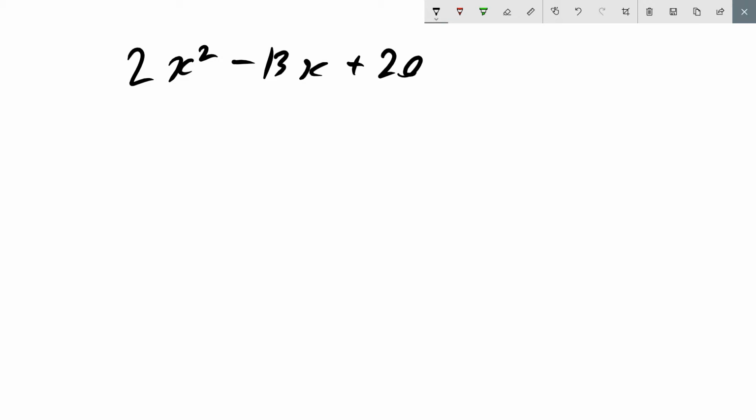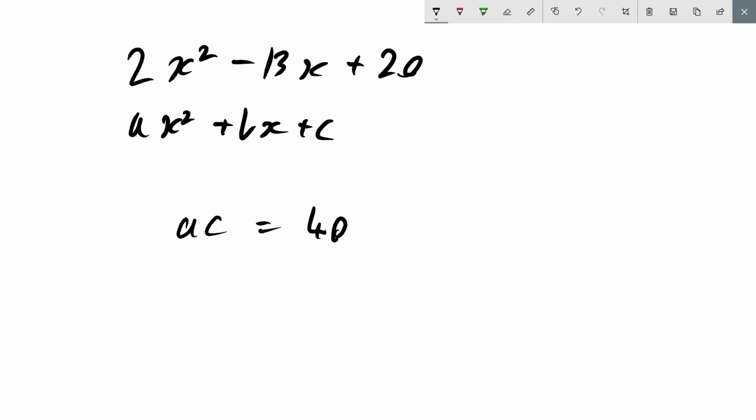So we will start how we normally would, and we'll times the a with the c value, knowing that this is ax squared plus bx plus c. So a times c, that's going to equal 40. And then I need to find a number, m times n, that times to get 40, but m plus n has to equal b, which equals minus 13.